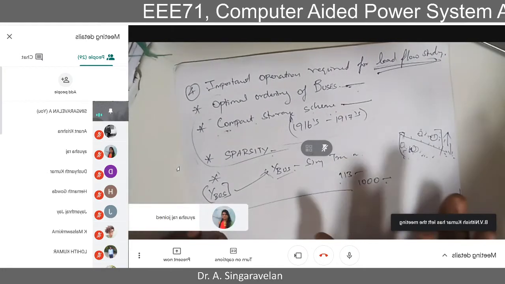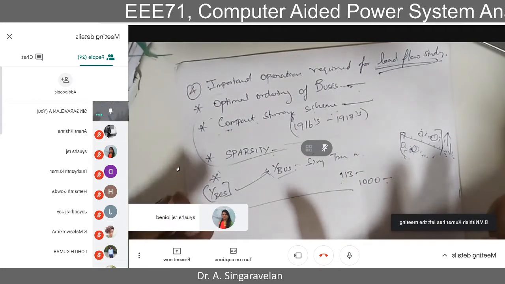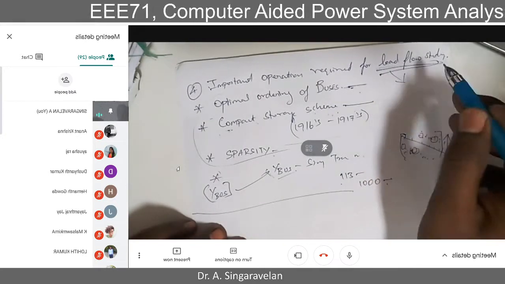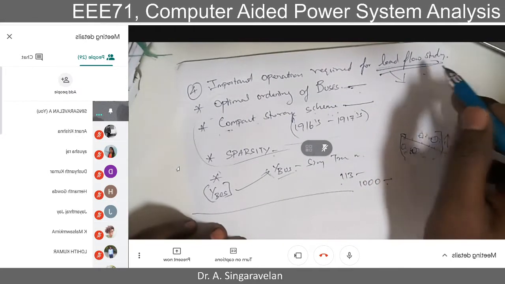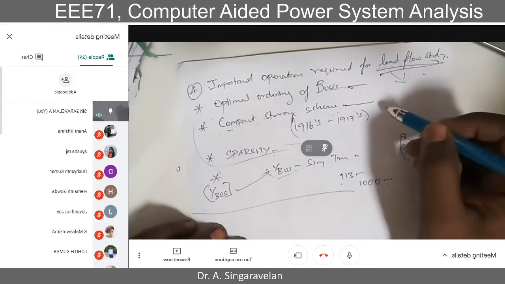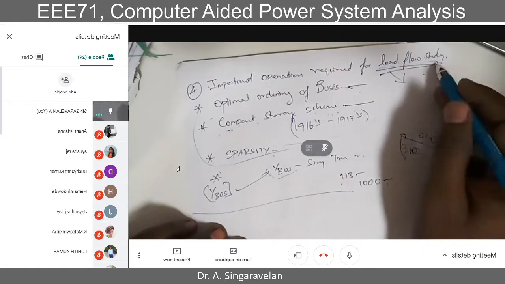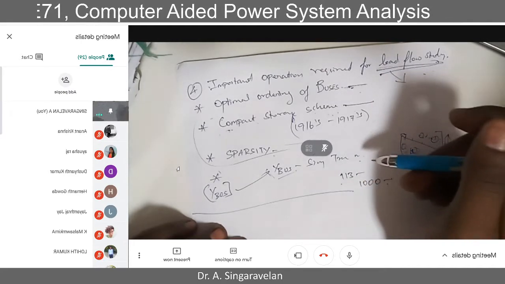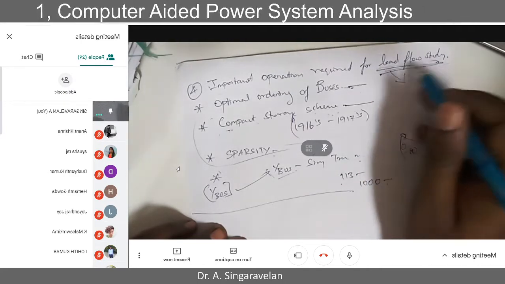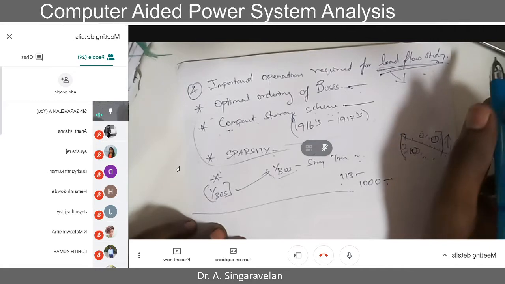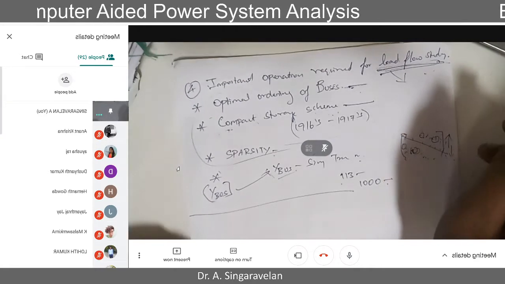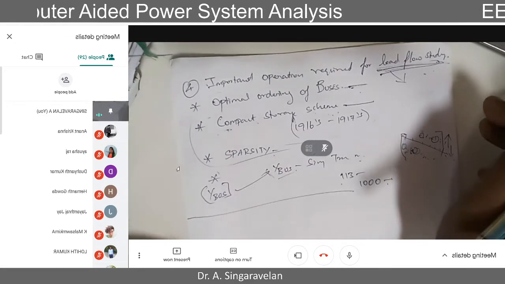So now you have got a brief introduction to the load flow study. We know why load flow analysis is done, what its importance is, and what we need to take care of while doing the load flow study. And finally, this Y bus will play an important role in the load flow study. Up to this, any doubt? If you have any doubt, just tell me.